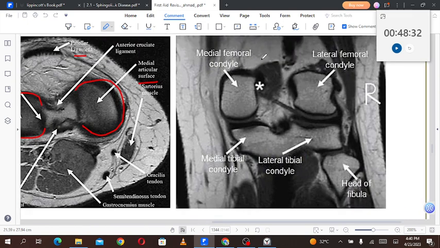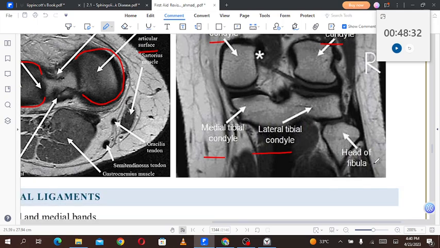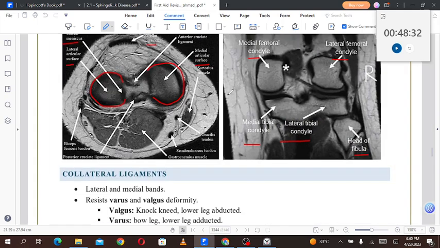Okay, so what do we have here? This is our posterior axis, I guess. There's the medial femoral condyle and lateral femoral condyle. From the medial femoral condyle to the posterior of the tibia, we have the posterior cruciate ligament, and from the lateral to the anterior of the tibia, we have the anterior cruciate ligament. This is the medial tibial condyle, the lateral tibial condyle and the head of the fibula. Okay, so let's move forward.